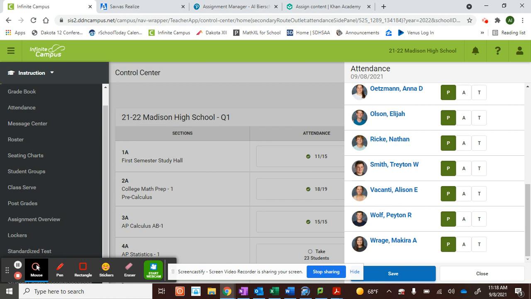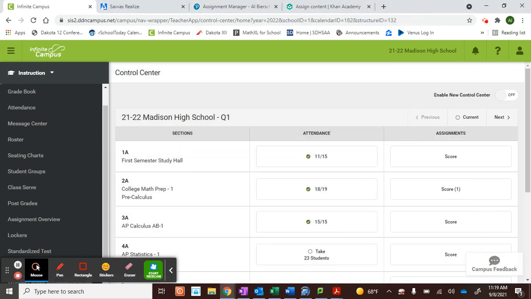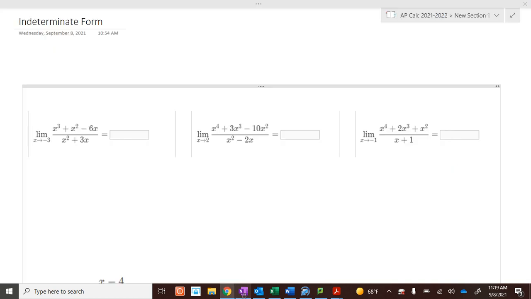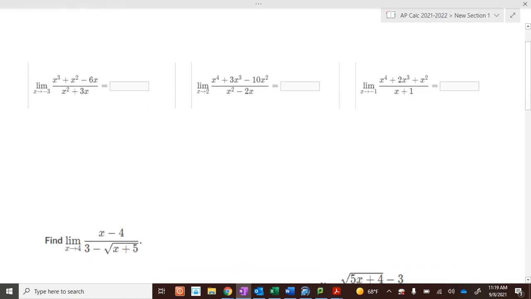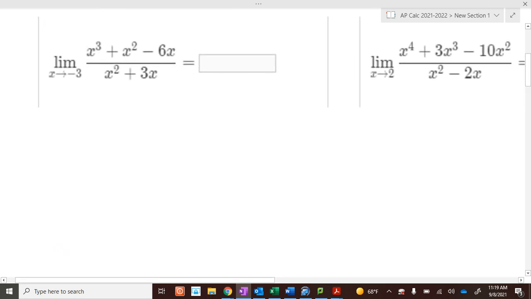Okay, today we have indeterminate form. Okay, put your phone away. I don't care if it's your mom or your grandma. I really don't care. But okay, indeterminate form.